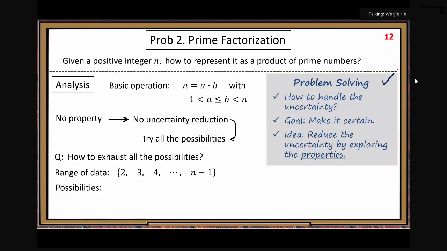Now, when we look at the factorization of this one, every time you have a non-trivial factor A, at the same time you must have that B non-trivial factor, right? Because you can do division. N over A, you get a B. So A and B, these two factors appear in a pair all the time. Every time you have an A-B pair, A times B equals N.